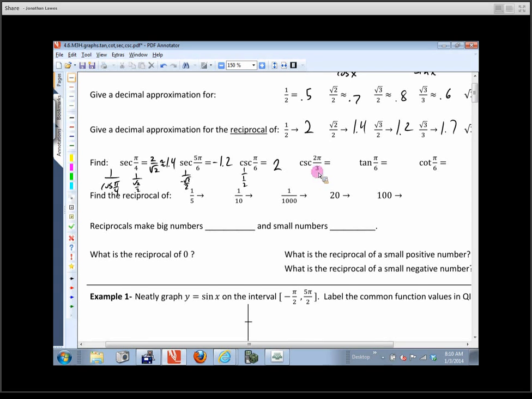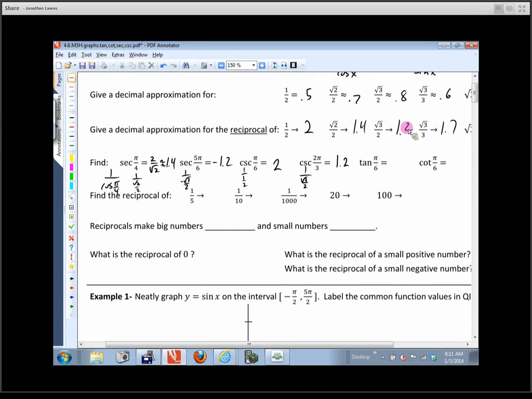Okay. Cosecant of 2 pi thirds. That's going to be 1 over the sine of 2 pi thirds. Let's see, so we'd be in quadrant 2. The y-coordinate would be that long leg of the 30, 60, 90. So that's going to be radical 3 over 2. So flip that over. Positive 1.2, isn't it? It's that reciprocal that we found right there.